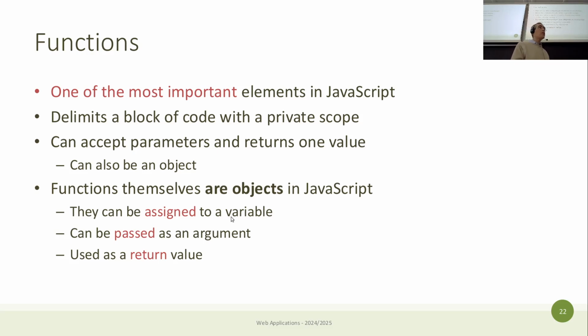And if we assign it to a property of an object, basically we created what we said before, a method. They can be passed as an argument to another function, and they can be returned from a function. And we will do all these three things always because JavaScript works this way. So they are another type, and we will use it a lot.